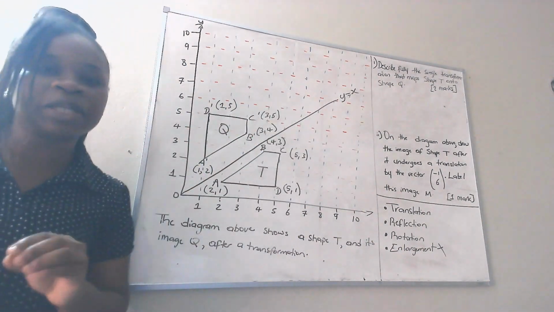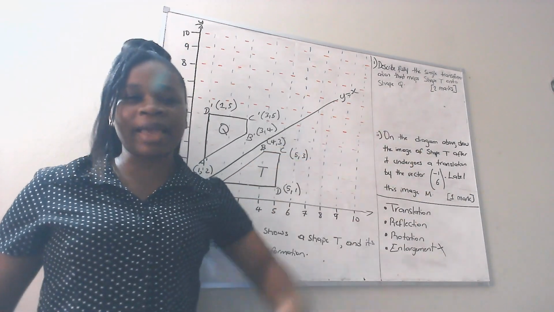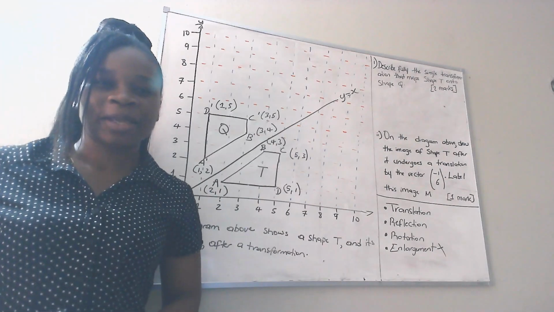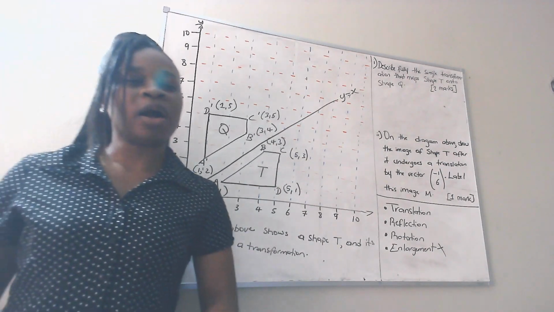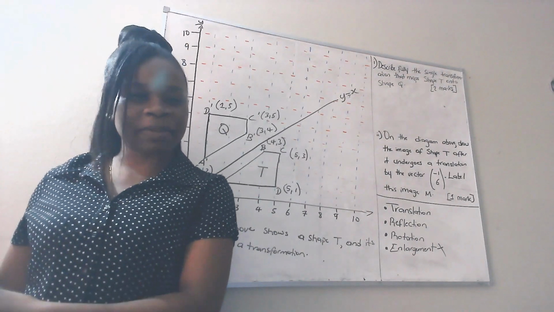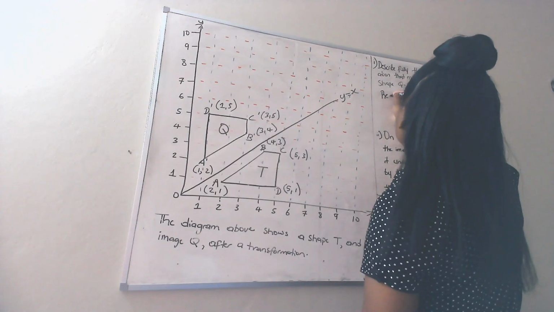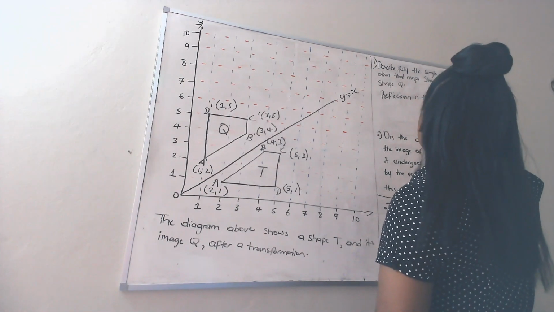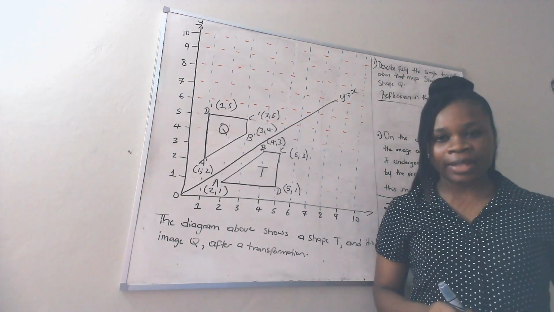Whenever reflection happens on the line y equal x, where the line y equal x is the mirror line, that's what happens to the coordinates. The coordinates of the image are the reverse of the coordinates of the object. It's as simple as that. So the transformation is a reflection in the line y equal x. And that is our answer.